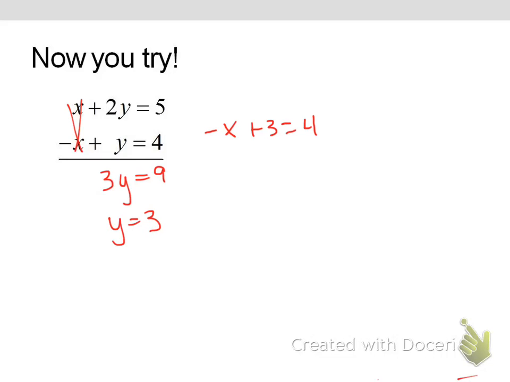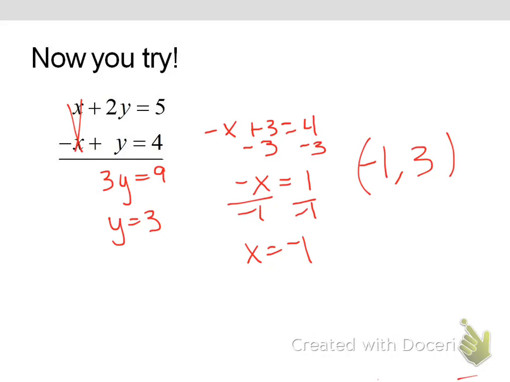Now, if I was going to be a good mathlete, what would I need to do with this answer? You need to check it. You plug it in for your x's and y's, and you check. Okay? Now, next problem.